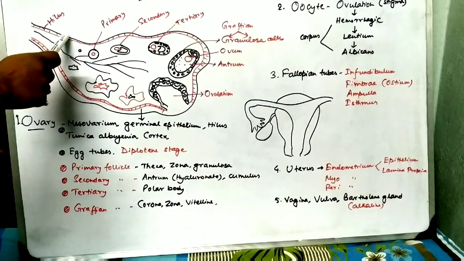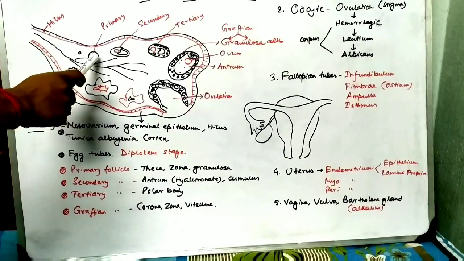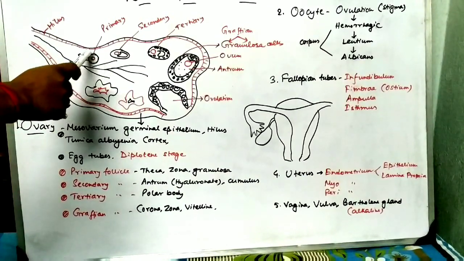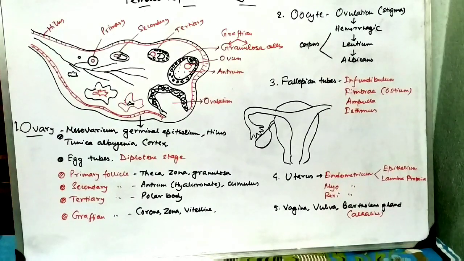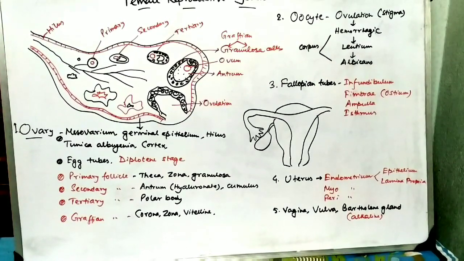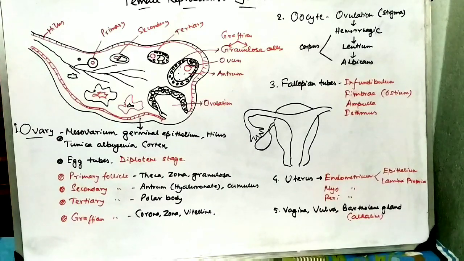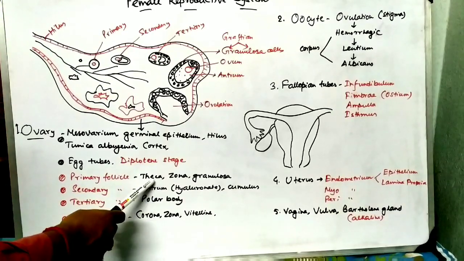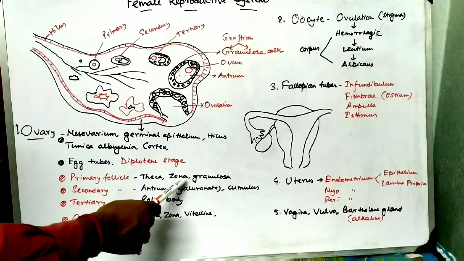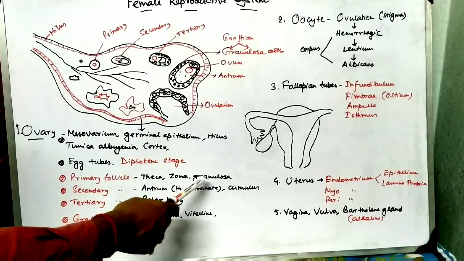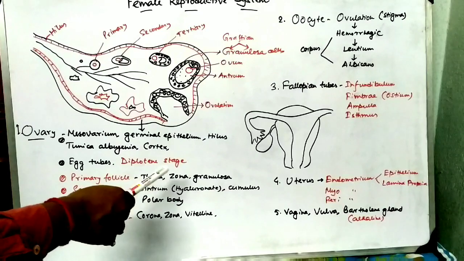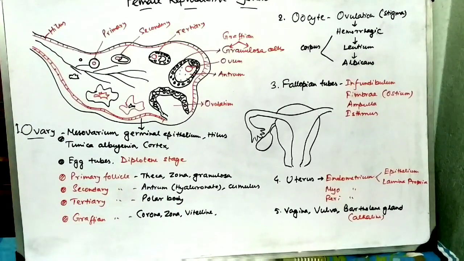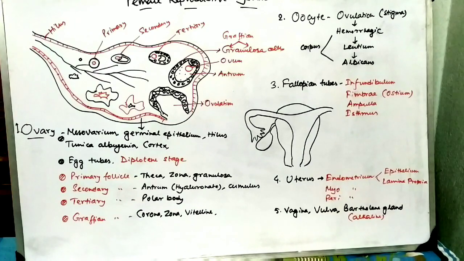So from this germinal epithelium a group of cells comes out. Only one single cell forms the ovum, and the outer cells which surround the ovum form the granulosa cells, which give the ovum maturation and nutrition. This is the primary follicle, and inside the primary follicle you can find the theca layer, the zona pellucida and the granulosa cells. The theca layer is not differentiated into theca interna and theca externa in the primary follicle.